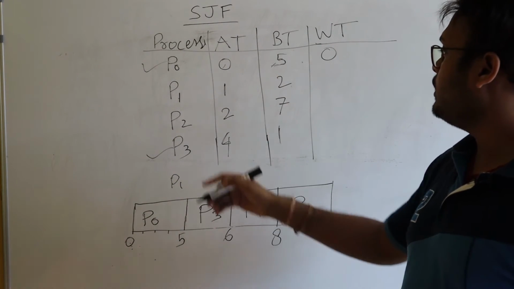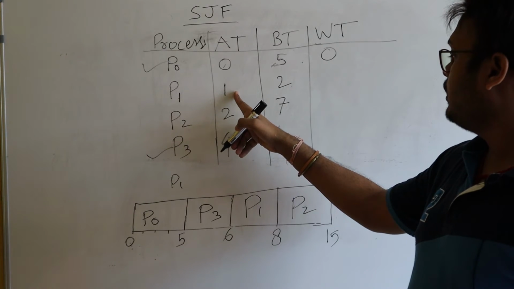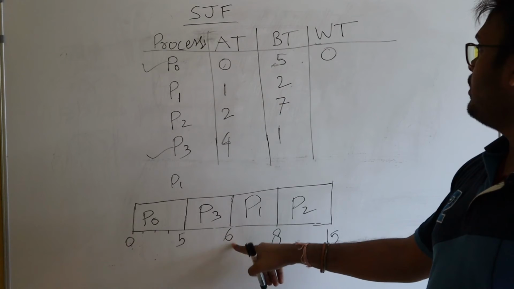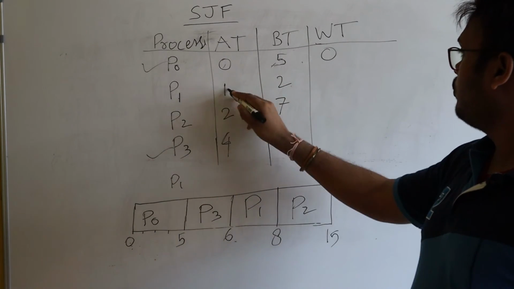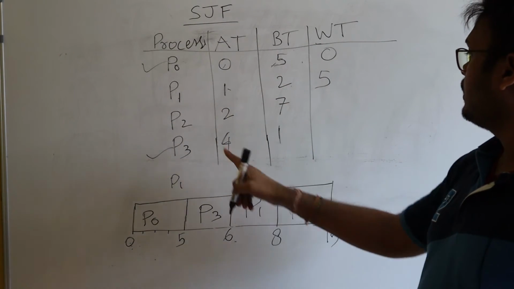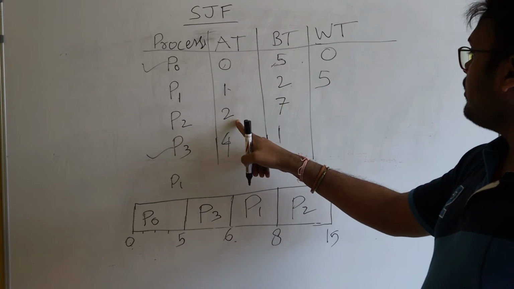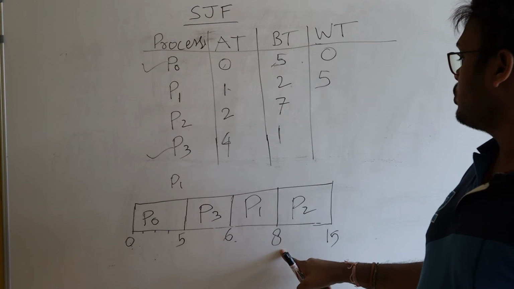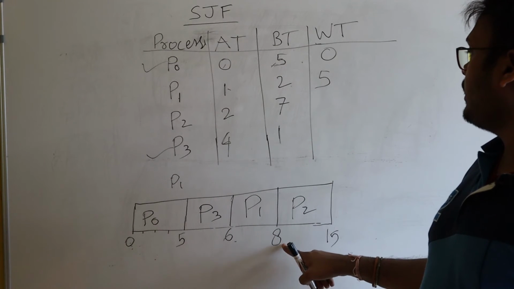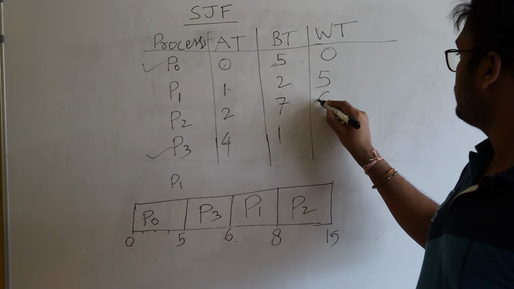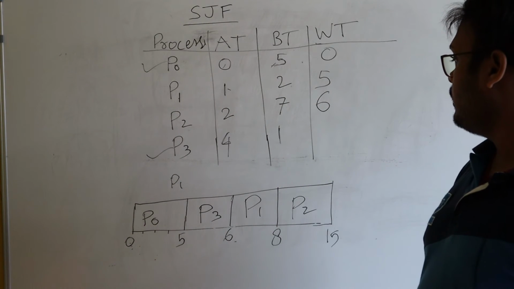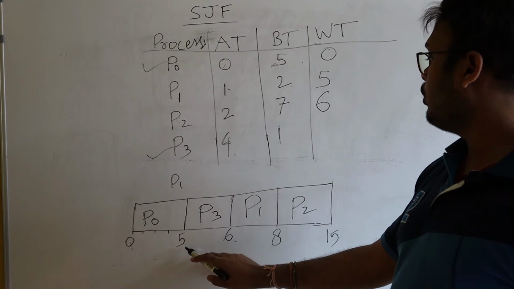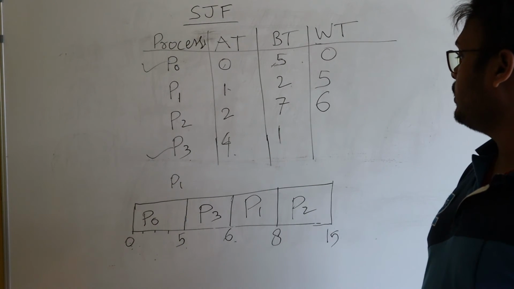After that, you see P1 arrived at 1 but got scheduled at 6. So what's the waiting time of P1? 6 minus 1, 5. And you see P2 arrived at 2 but got scheduled at 8. So P2 waited the most. So what's the wait time of P2? 8 minus 2, 6. And similarly, P3 arrived at 4 and got scheduled at 5. So what's the wait time of P3?